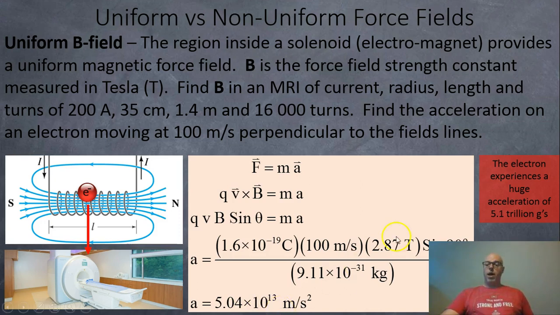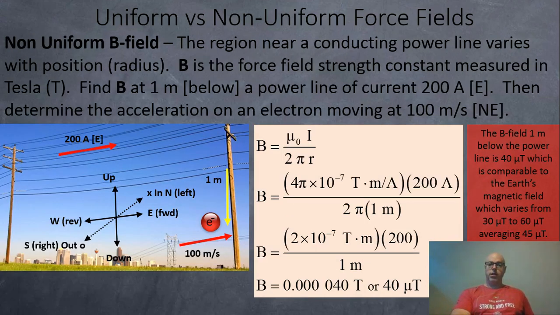Divide that by 9.8, and that poor electron's got 5.1 trillion G's of acceleration. Crazy. Okay, now lastly, a non-uniform magnetic force field. Power lines provide that. So anytime you're near a conducting wire or a power line, it's providing a magnetic force field. Might be one reason why some animals don't like to stay under power lines for too long. Probably affects their internal guidance systems.